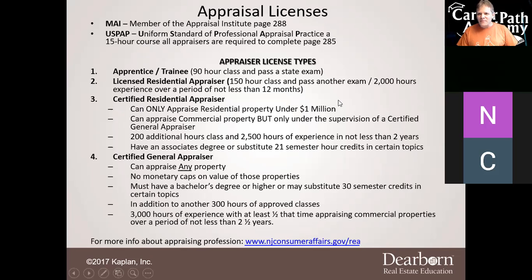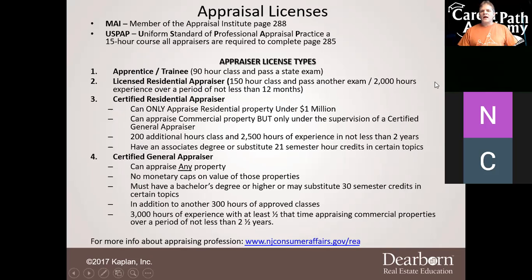So you got to put your time in, and then you could graduate to a licensed appraiser who still can't work on their own. You got to work under one of the certified ones, and you got to take another 150 hours of classes, pass another exam, have at least 2,000 hours of experience as an apprentice trainee, and not less than a year, in order to become a licensed residential appraiser.